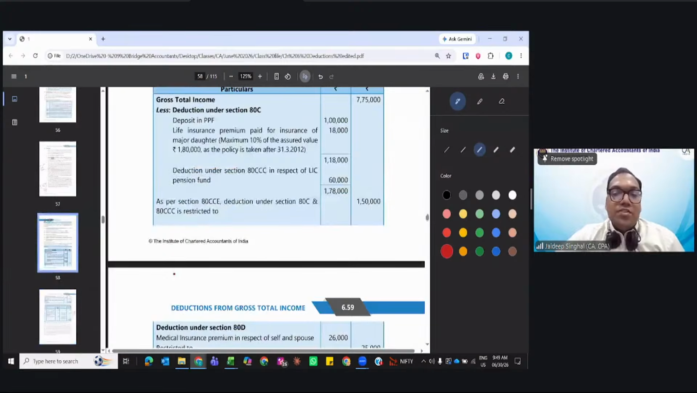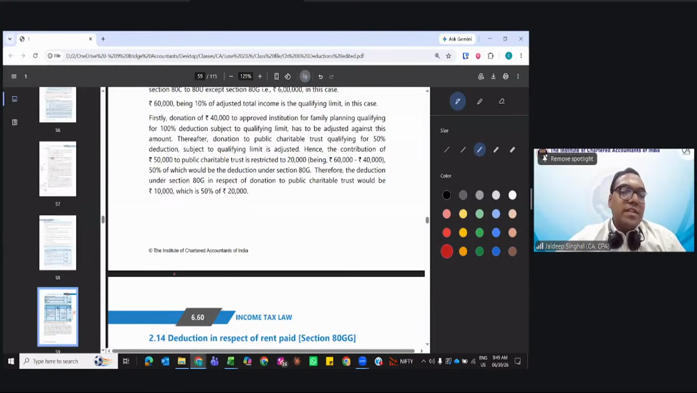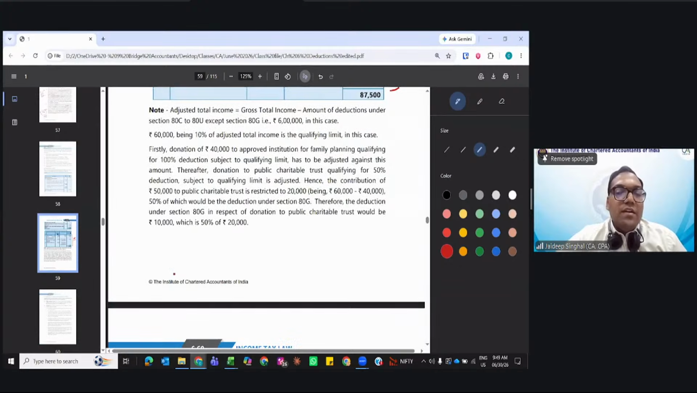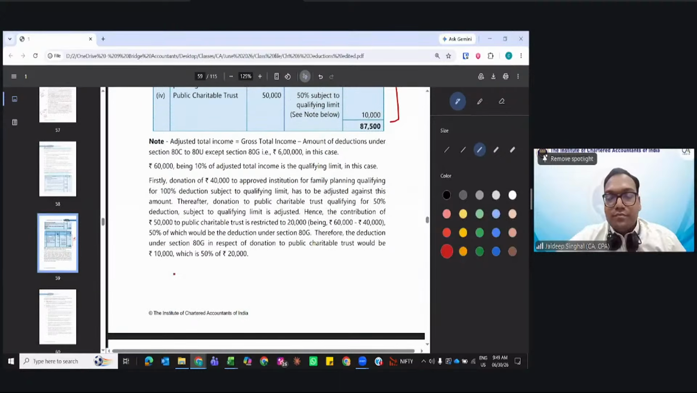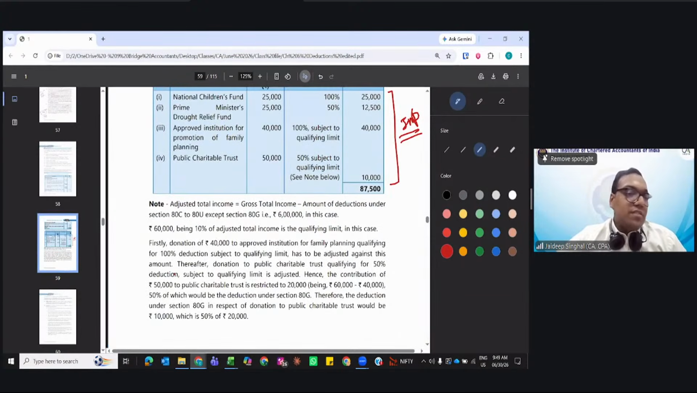This example, illustration number 14, is a very, very good example. Please do it yourself. If you face any query, I can surely take it up in the next session. Clear? ATG, very good section to deal with. I hope whatever we discussed is clear, everyone.